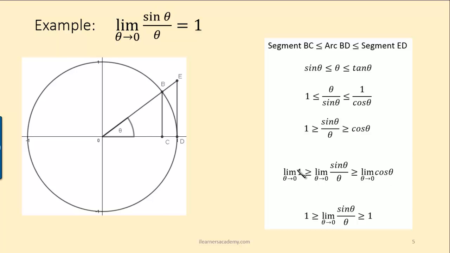Clearly the limit of 1 as theta approaches 0 is 1. The limit of this expression, well, that's what we want to find. And here we have the limit of the cosine of theta as theta approaches 0. Well, that's going to be 1. So if the limit as theta approaches 0 of the sine of theta divided by theta has to be less than or equal to 1 and greater than or equal to 1, then clearly the limit of the sine of theta divided by theta as theta approaches 0 has to be equal to 1.